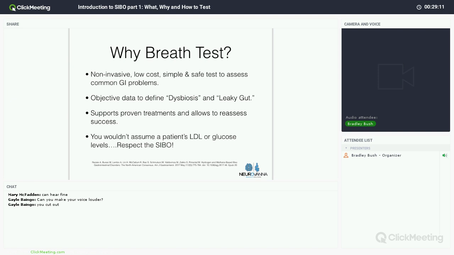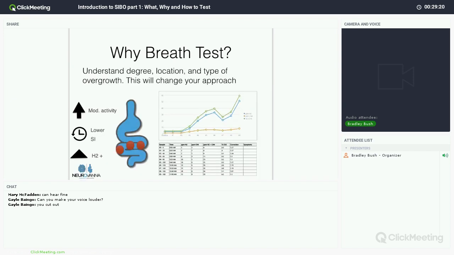SIBO is the same way. For some people, their SIBO might be a minor irritation, might be a minor part of their problems. For other people, it may be the problem that they have. So one of the things that breath testing is really good at is helping with understanding the degree and intensity of the problem, the location, and the type of overgrowth, because this will change how you approach that patient. And here's an example of a patient with one of the more classic hydrogen positive SIBO results.